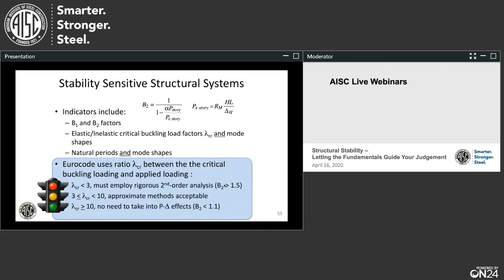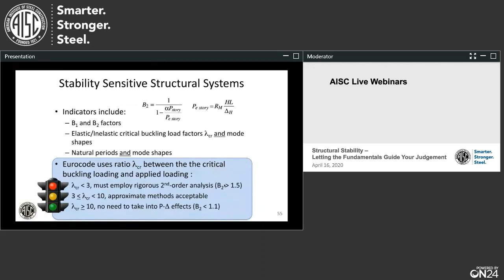On the other hand, Eurocode says, look, if you're in the 3 to 10 range, it's all right. You can do the approximate method or the rigorous, whatever, you'll be fine. And if it's larger than 10, you don't really have a stability-sensitive structure. We don't have this codified in the U.S., but it's certainly one of the first things I do when I look at a structure that's been designed: do we have a stability-sensitive problem here? I'll do a buckling analysis, eigenvalue analysis, and just look at that buckling load. If it's coming in at 15, we don't have a problem. If it's coming in at 1.5, we have a serious problem. So something to think about there.